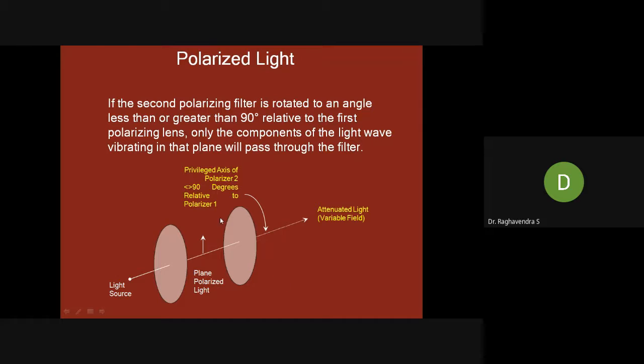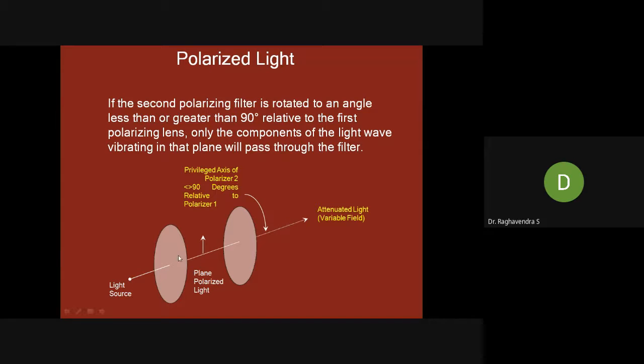Remember, there it was exactly 90 degrees, exactly, so plus and minus is equal to 0, a dark band. Whereas here we will keep the axis less than or greater than 90 degrees, not exactly perpendicular. Then what happens? Only the components of the light wave vibrating in that plane will pass within that gap, whatever the space is there. Whatever the vibrating plane is, that light wave will pass through that particular gap. Hope you are there with me, right?